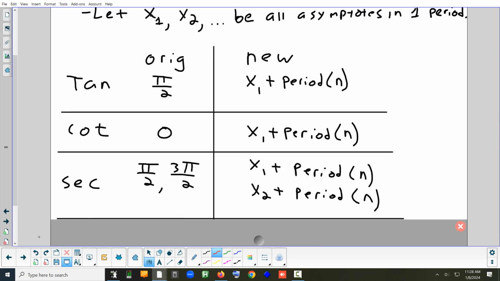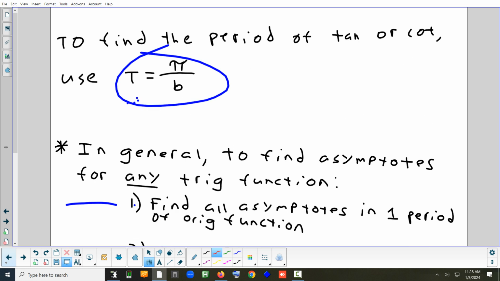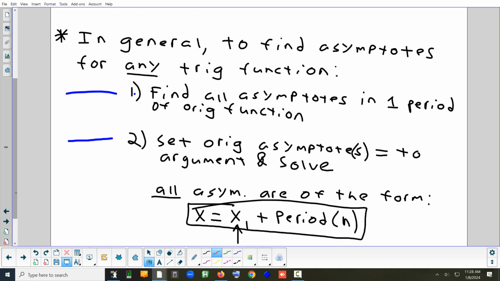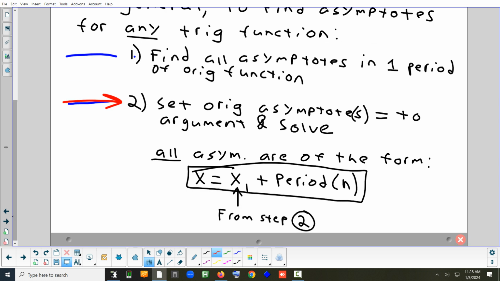And then what you're doing on the right is saying that asymptote is going to repeat every period. How do you get those values right there? Those come from step 2. That comes from step 2. Okay, so we'll practice that.